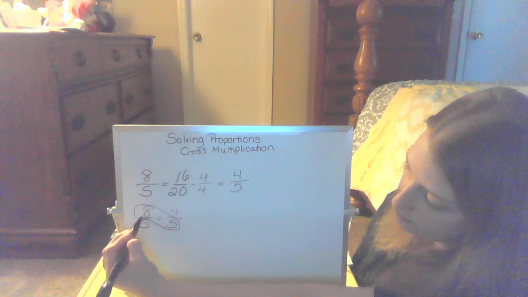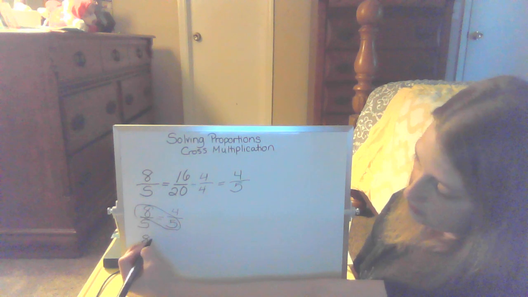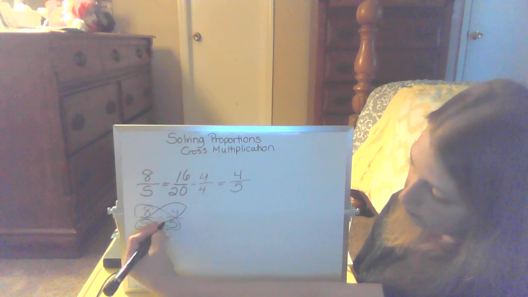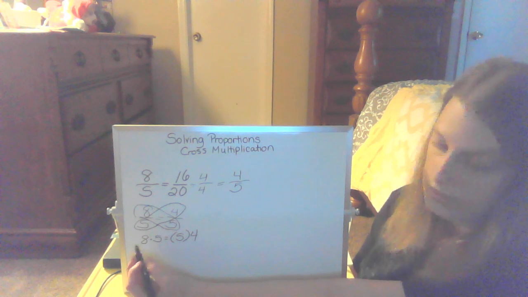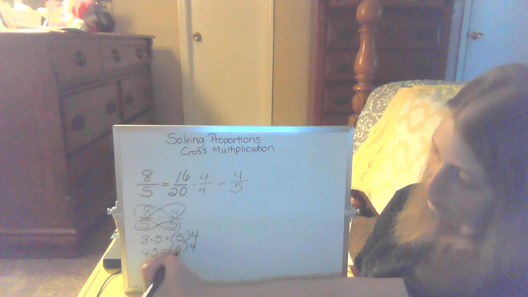Cross multiply. First one is 8 times 5. So 8 times 5 equals s times 4, and I'm going to use parentheses to signify multiplication and to save some space, okay? Now, the next step is to figure out what 8 times 5 is. 8 times 5 is 40. So we're going to write 40 equals s times 4.